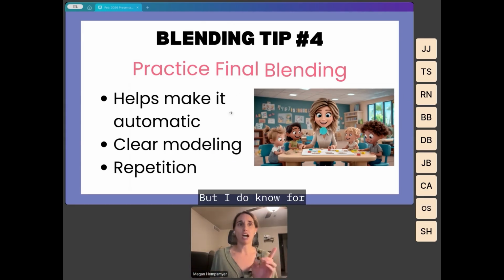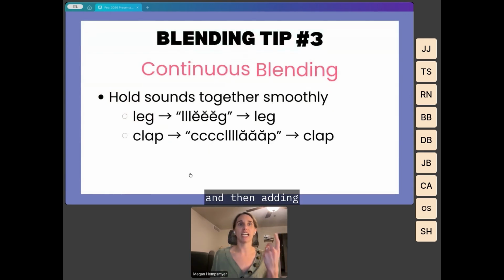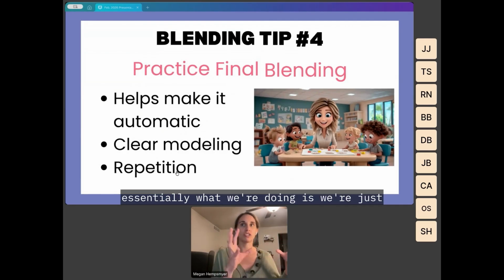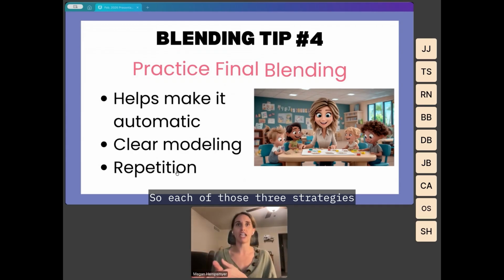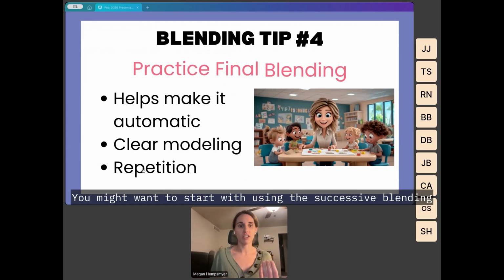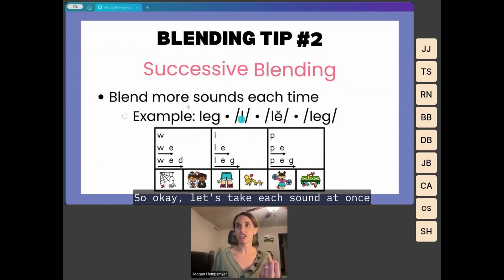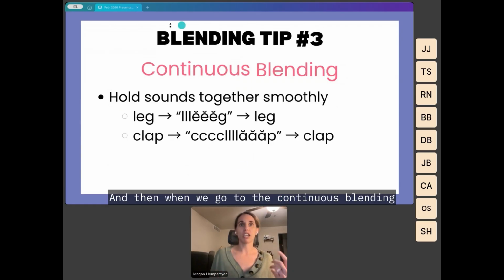But I do know for the successive blending and then adding that continuous blending and then the final blending, essentially what we're doing is we're just chunking it into smaller steps. So each of those 3 strategies, they can be used all together. You might want to start with using the successive blending. So, okay, let's take each sound at once, and then we'll add a sound. And then when we go to the continuous blending, okay, let's smoothly put those sounds together.